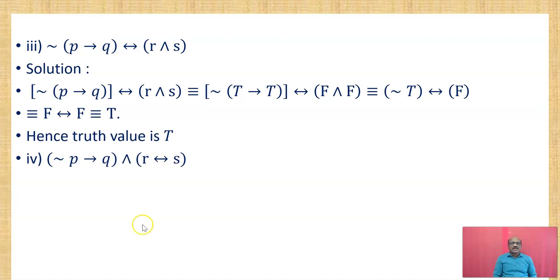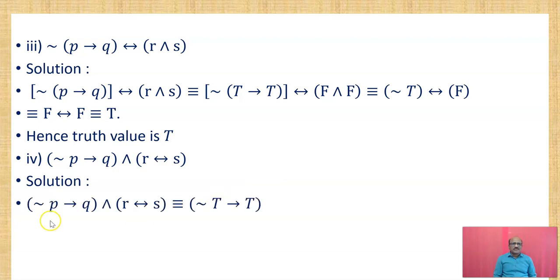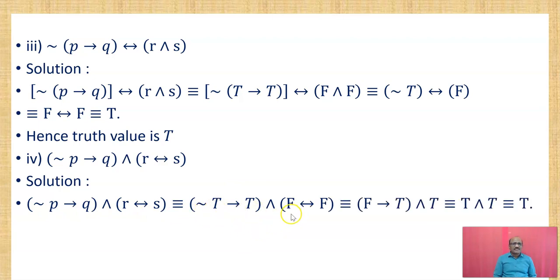Next is negation of P implies Q and in bracket R double implication S. Now we'll substitute the values. P and Q, both of them are T, implies T, negation of T implies T. And next is F double implication F. Negation of T is F. F implies T. F double implication F, that is true. Now F implies T, therefore it is T. T and T is T. And hence the truth value is T.